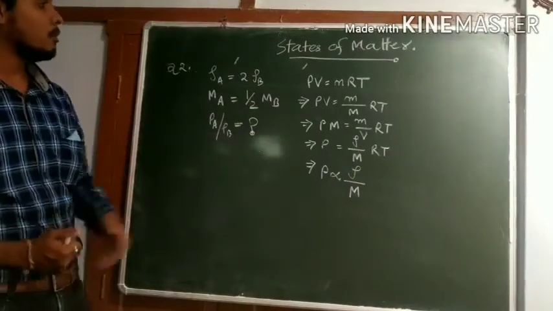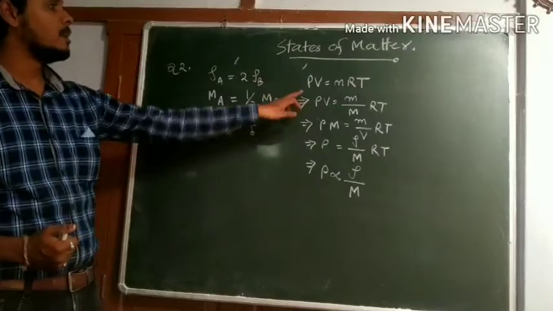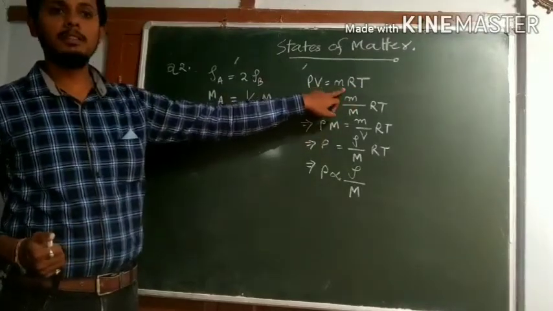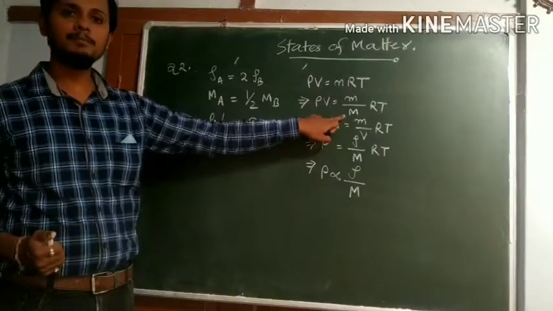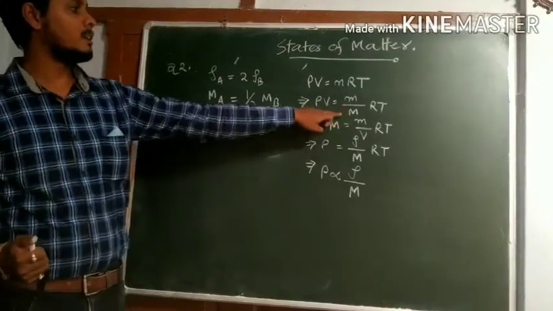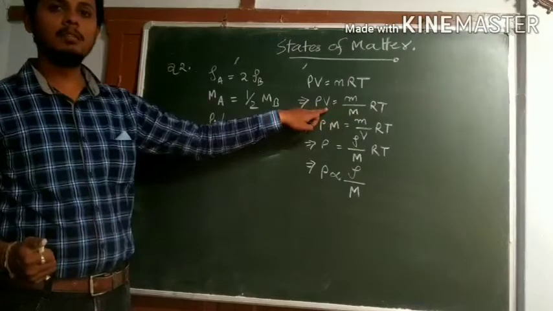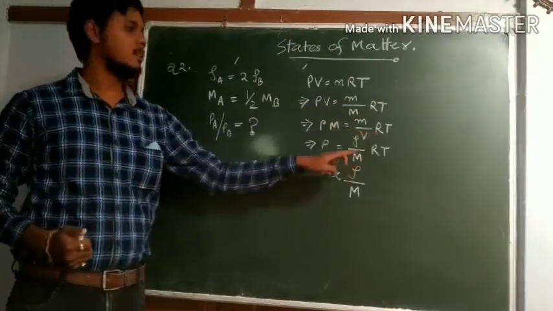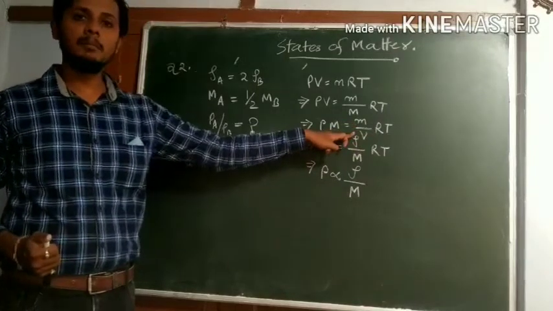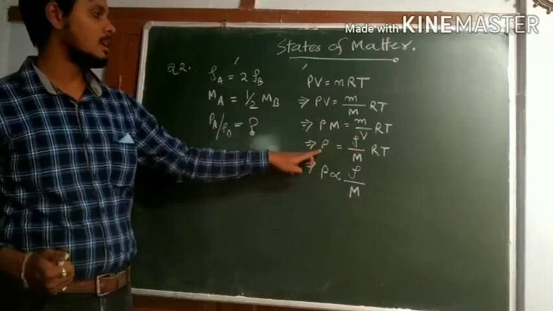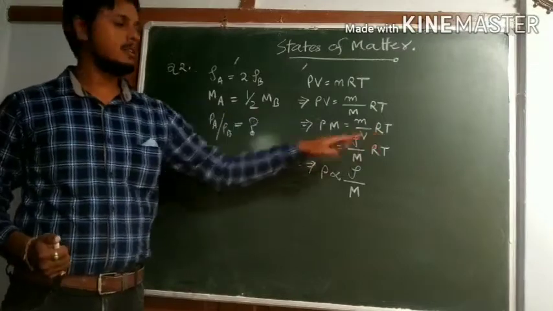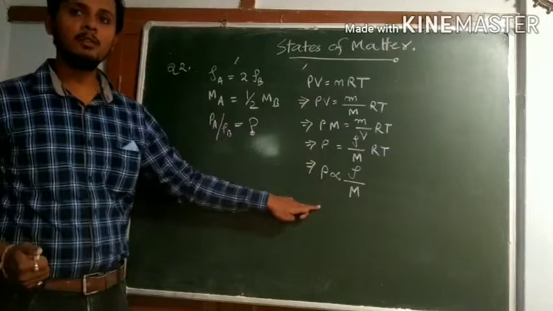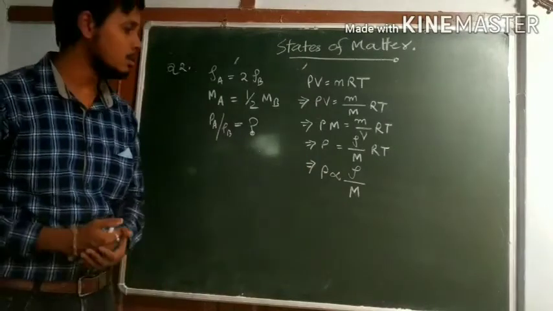So how will we find out? We will use the ideal gas equation. PV equals nRT. n is the number of moles, which is the ratio of given mass by molar mass. So we will bring the molar mass to the left hand side. PM equals small m by V RT. So given mass by volume is the density, mass per unit volume. So we get PM equals rho RT. So P equals rho RT by M. That means the partial pressure is directly proportional to rho by M.